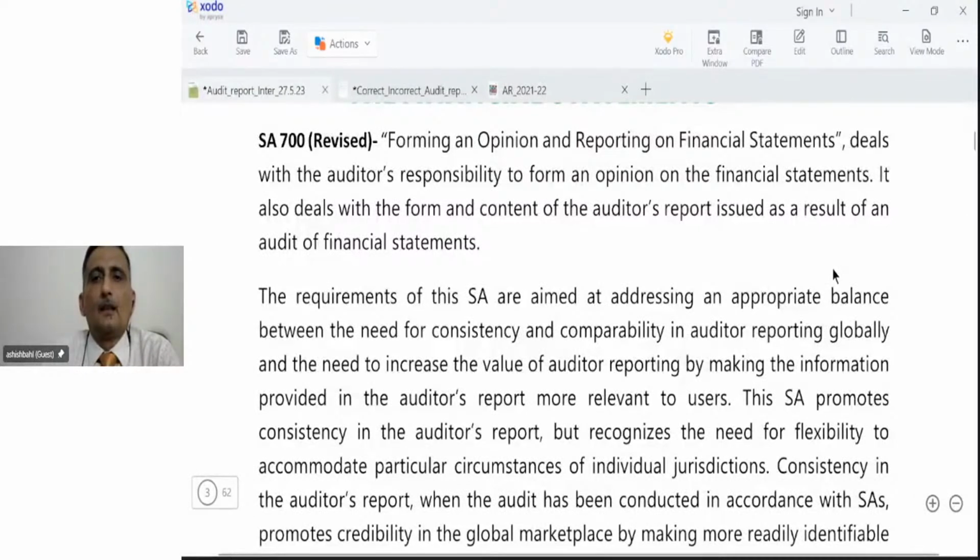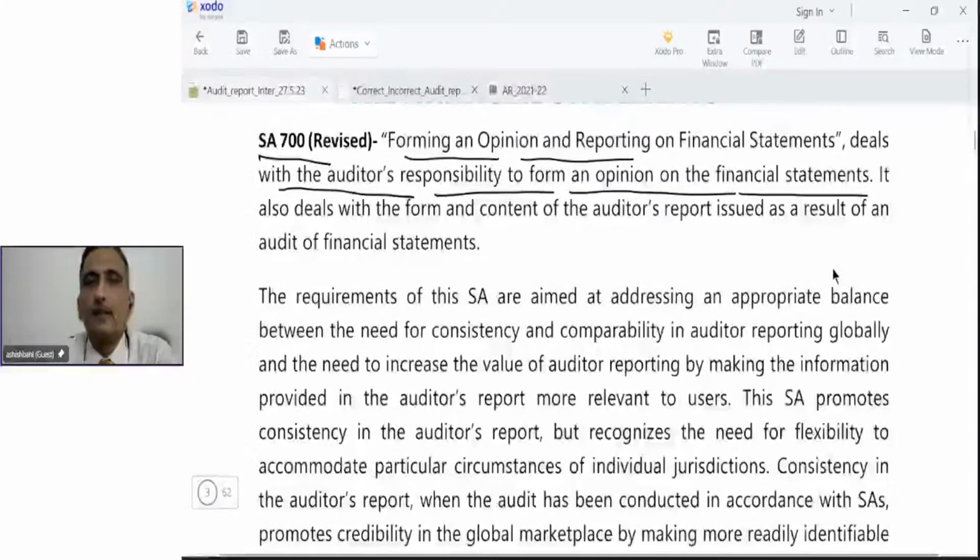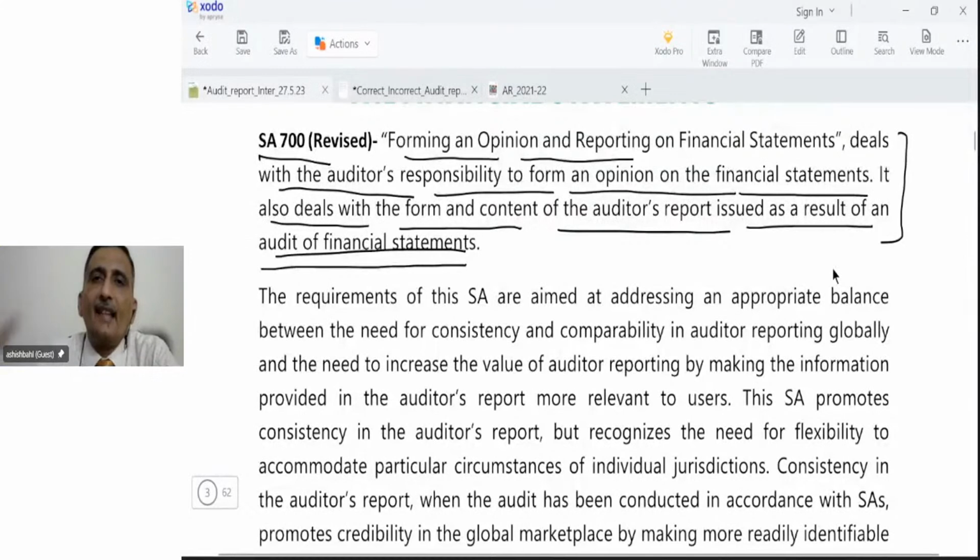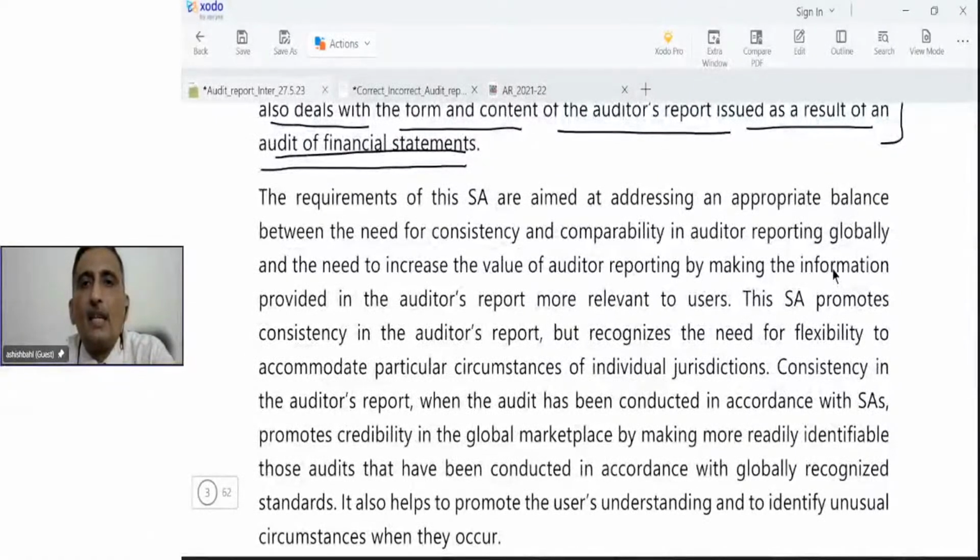It says SA 700 deals with the auditor's responsibility to form an opinion on the financial statements. Okay. It also deals with form and content of the auditor's report issued as a result of audit of financial statements. So SA 700 deals with two things. Not one thing, it deals with two things. One is auditor's responsibility to form an opinion on financial statements, which is his basic job. Okay. And second is it also deals with the form and content of the auditor's report issued as a result of audit of financial statements and after forming an opinion. Okay. So this is all what we have discussed.